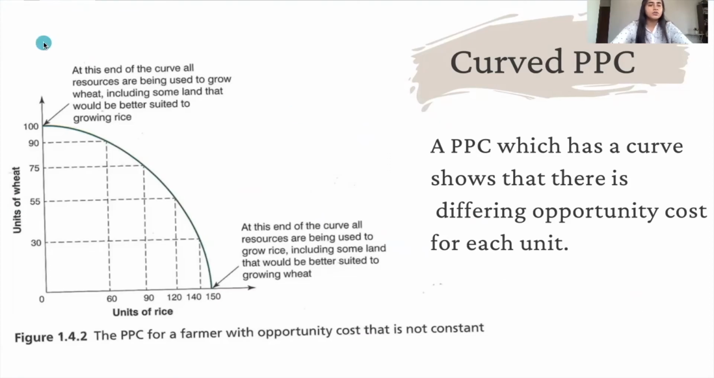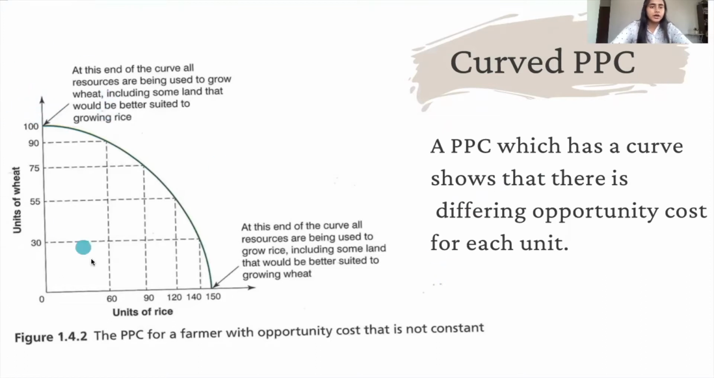Okay, so these are curved PPCs, and PPCs most of the time are curved because you don't have constant opportunity cost; you always have a differing or changing opportunity cost. So a curved PPC represents a differing opportunity cost at each level of unit or output.